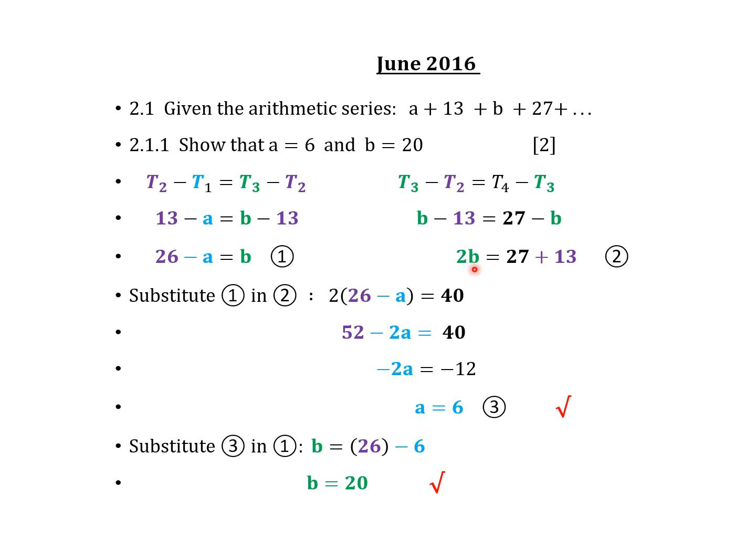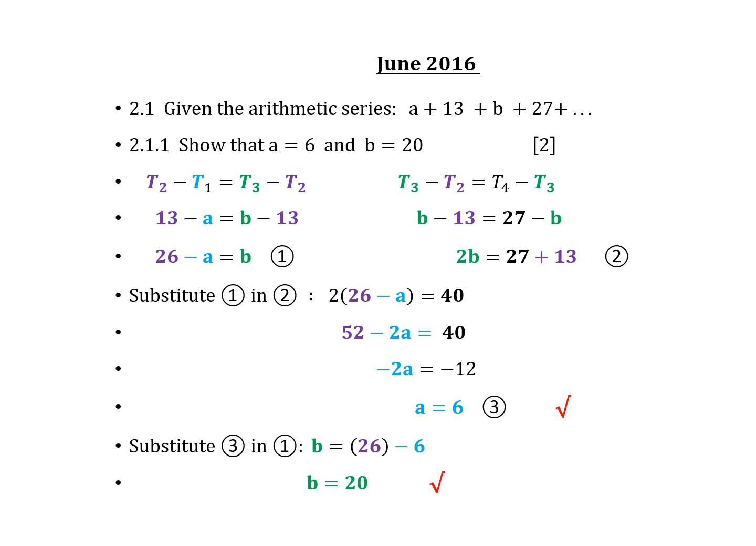So there in the place of b, I substitute 26 minus a because that's what b is. 2 times 26 gives me 52. 2 times negative a gives me negative 2a equals 40. 40 minus 52 gives me negative 12. Negative 12 divided by negative 2 gives me 6, so a equals 6. Therefore, if I substitute in there for b, 26 minus 6 gives me b equals 20.